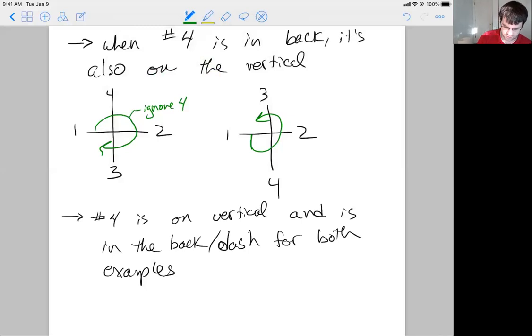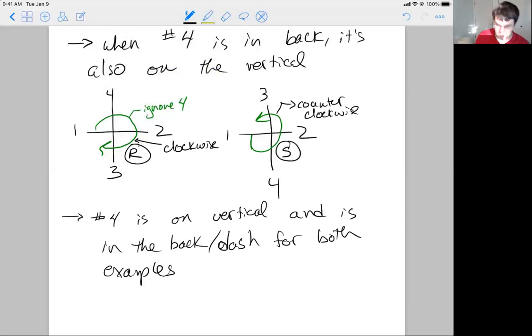So what I have here is, it looks like in this example I have R, and in this example I have S. Now why is that? Well, the arrow is clockwise on this left example, and the arrow is counterclockwise on the other example. So the cross, or the intersection, defined a stereo center.